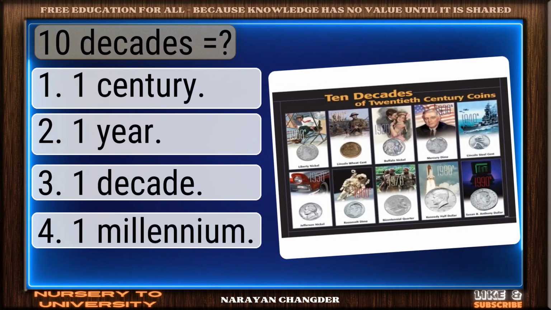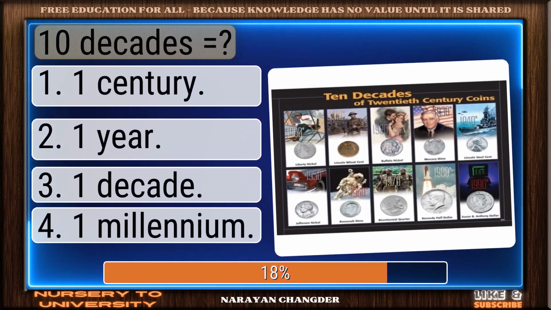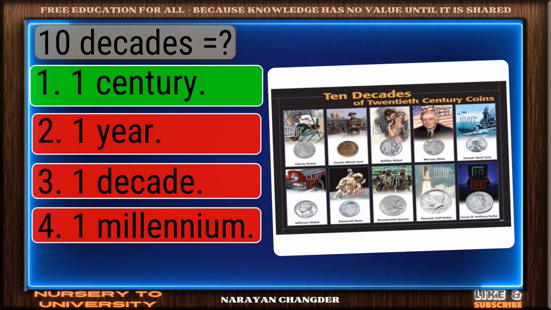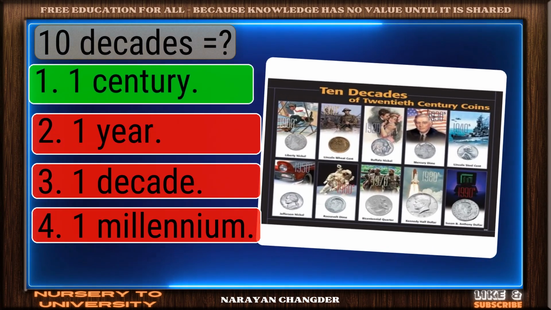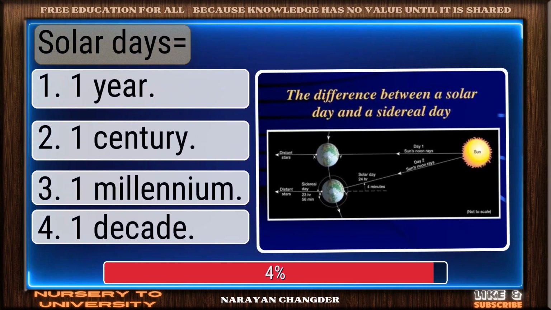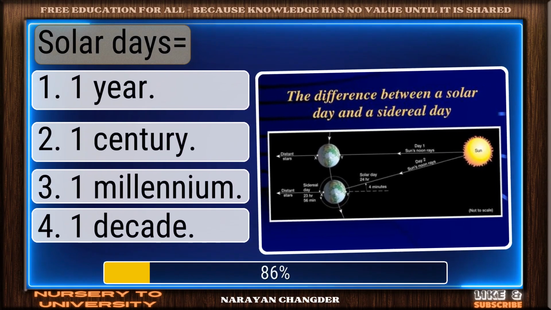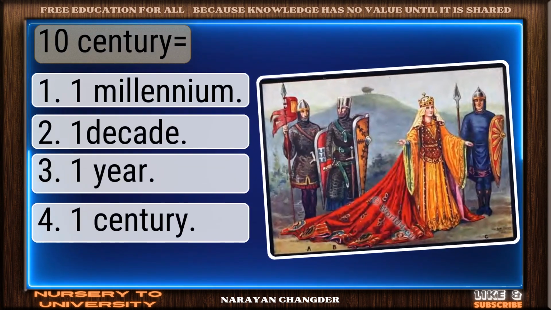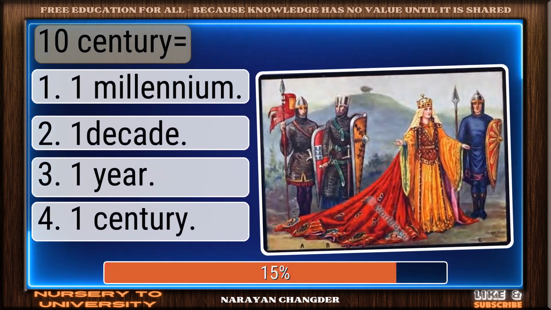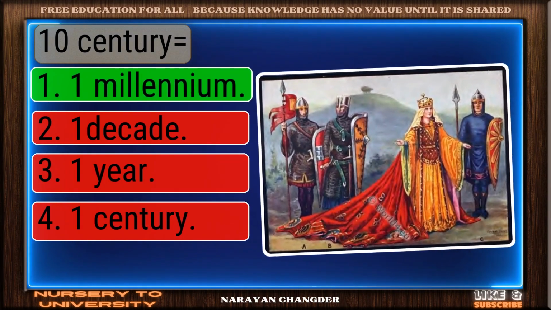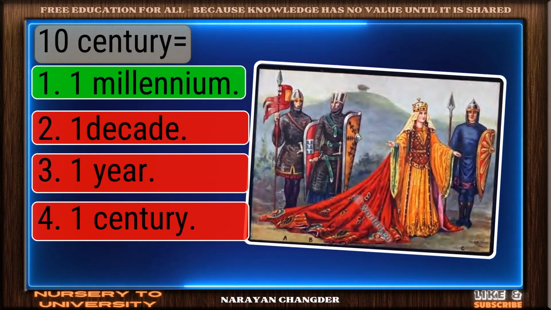Question number 294. 10 decades equal to. Smart move. 1 century is an accurate answer. Question number 295. 365 solar days equal to. Valid point. 1 year is true. Question number 296. 10 century equal to. Well done. 1 millennium is the right choice.